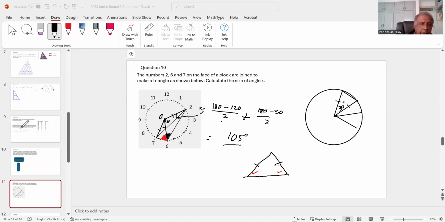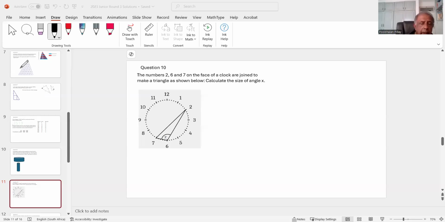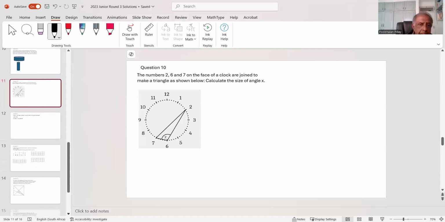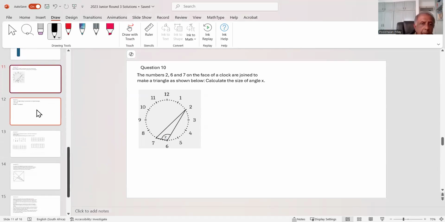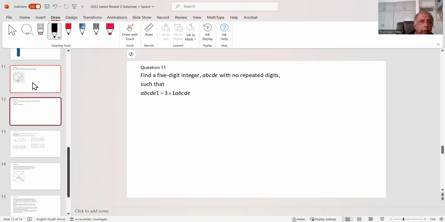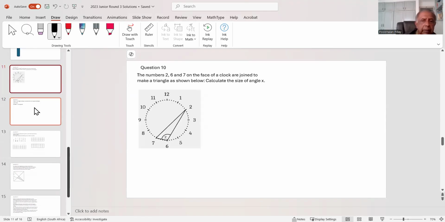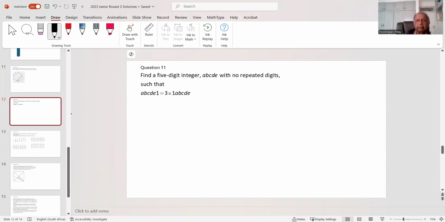All right, so that takes us to the next problem, which is question number 12. Question 12 says the following. Oh, it's question 11. Question 11. I say find a 5-digit integer, A, B, C, D, E, with no repeated digits, such that A, B, C, D, E, 1.